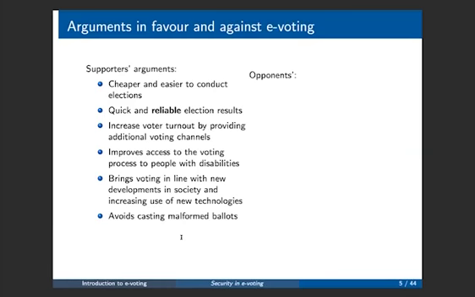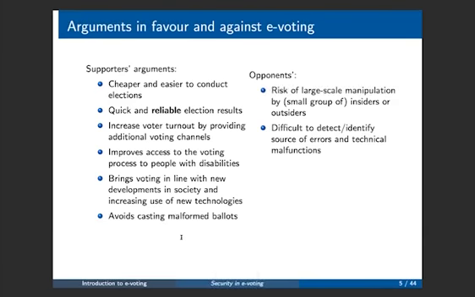Among the opponents' arguments, we find the risk of large-scale manipulation. It is thought to be easier to manipulate the results, both by insiders and outsiders. It is also difficult to detect. If there are sources of errors, bugs in the software, or any kind of technical malfunction, people think that it will become much more difficult to find where that error is coming from.